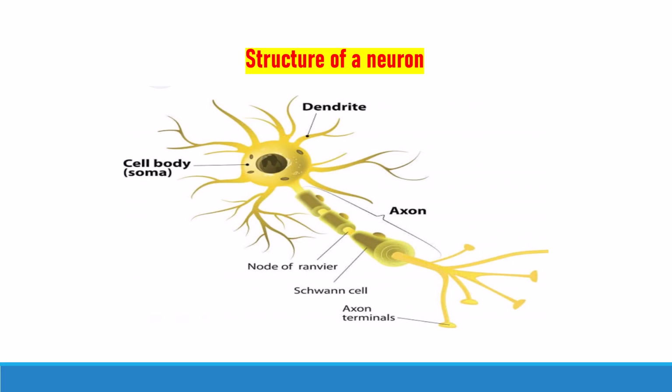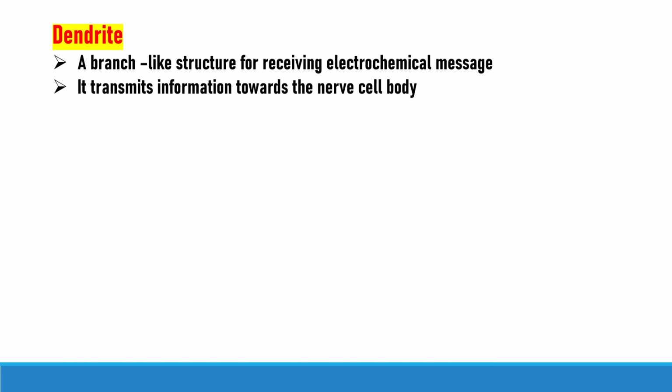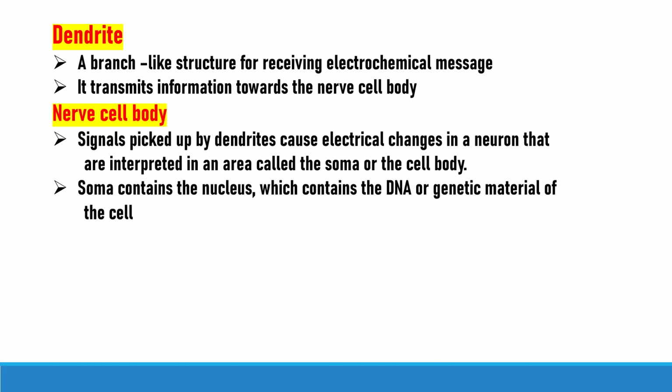Dendrites. A branch-like structure for receiving electrochemical messages. It transmits information towards the nerve cell body. Nerve cell body or soma. Signals picked up by dendrites cause electrical changes in a neuron that are interpreted in an area called the soma or the cell body. Soma contains the nucleus, which contains the DNA or genetic material of the cell.